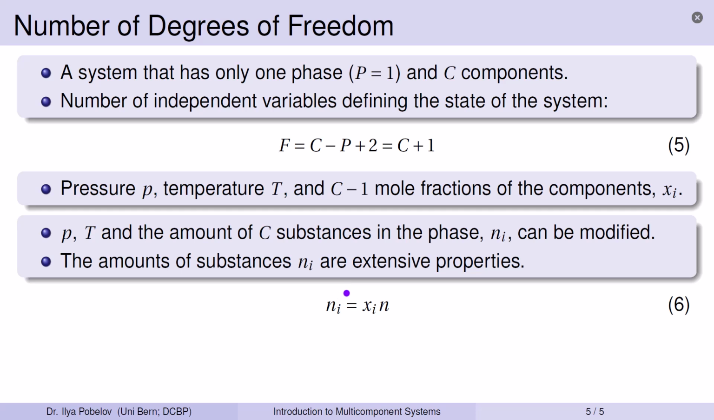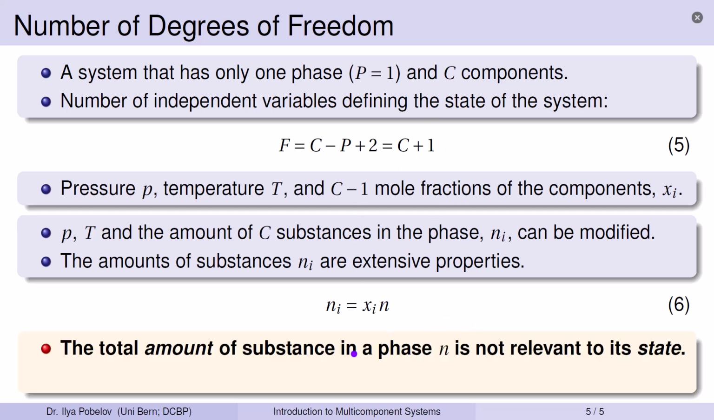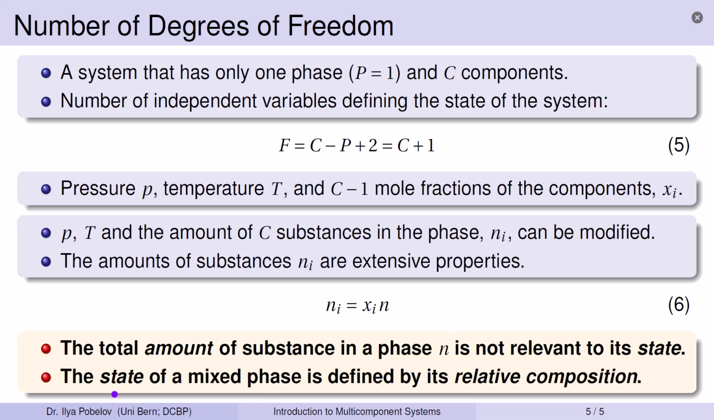We can express these amounts in terms of the total amount and mole fractions of the system's components. The key takeaway here is that the total amount of substance in a phase is not relevant to its state. Instead, the state of a mixed phase is defined by its relative composition, not by the absolute number of moles of individual substances present.